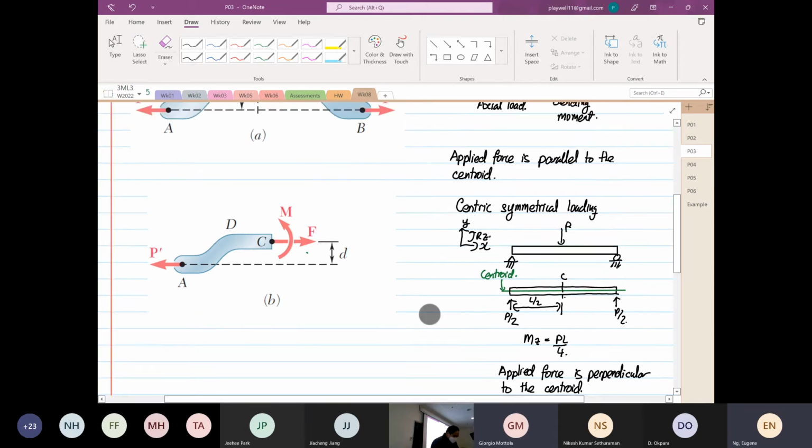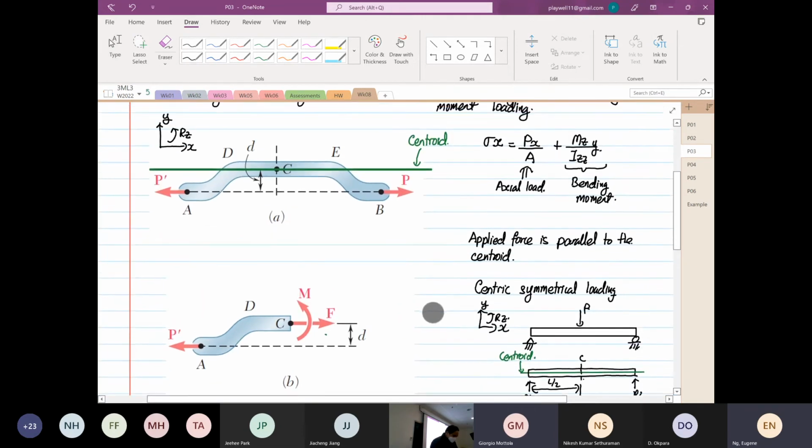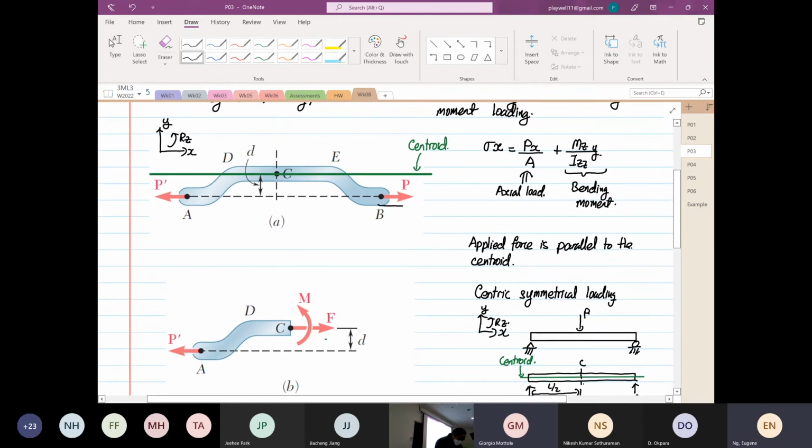Okay. For this case, for what I'm teaching now, the applied force that I'm circling now is parallel to the, what? To the centroid. Okay. And this is where we have to be careful. When that's the case, the moment in Z, right? So Mz now is equal to P multiplied by what? D. Okay. D is the perpendicular distance over here. Okay.